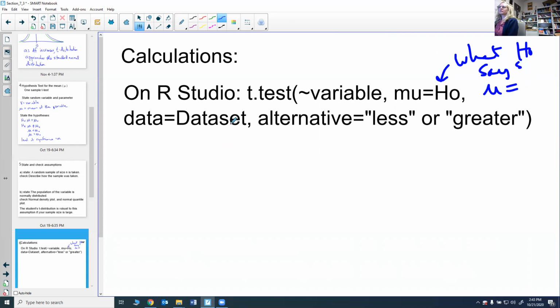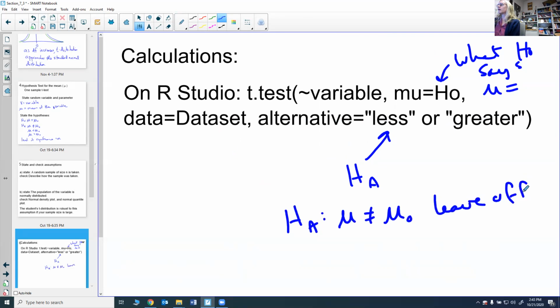Then you'd have your data equals your data set. And then you do either alternative equals less or alternative equals greater, depending on what your HA is. And if you happen to have an HA of not equal, you just leave that off. So if your HA is mu not equal to some known value, then you leave off the alternative. That statement doesn't need to be there because R just assumes it's that way.